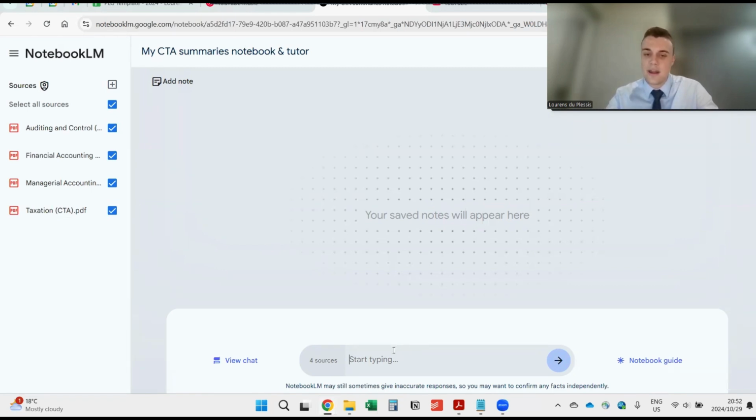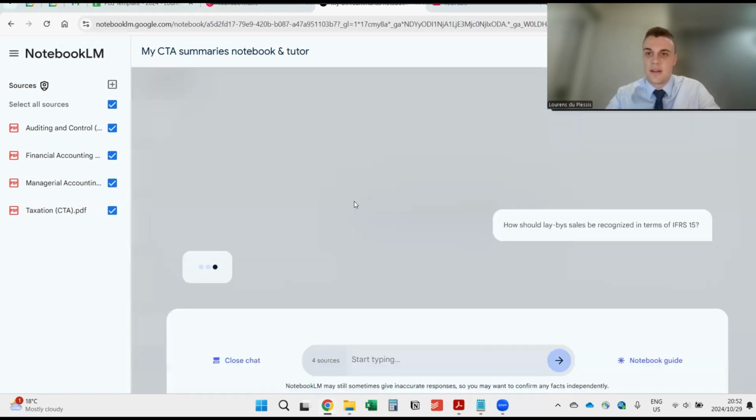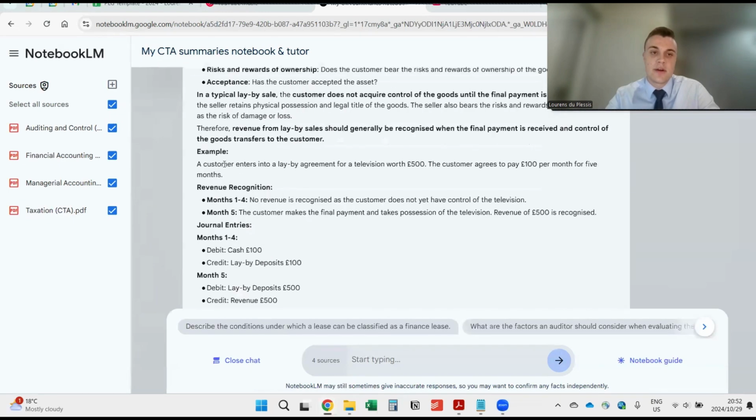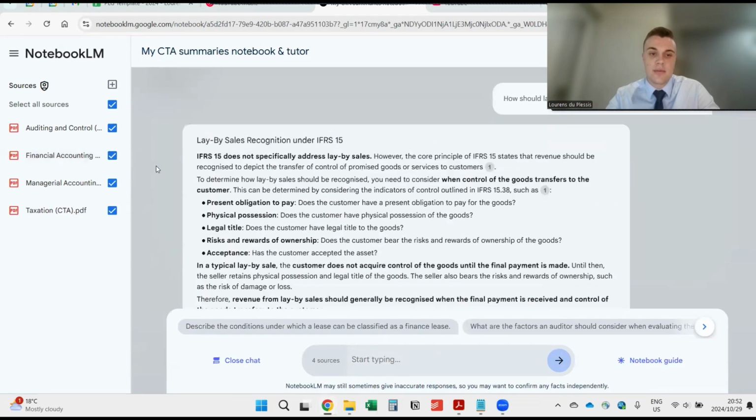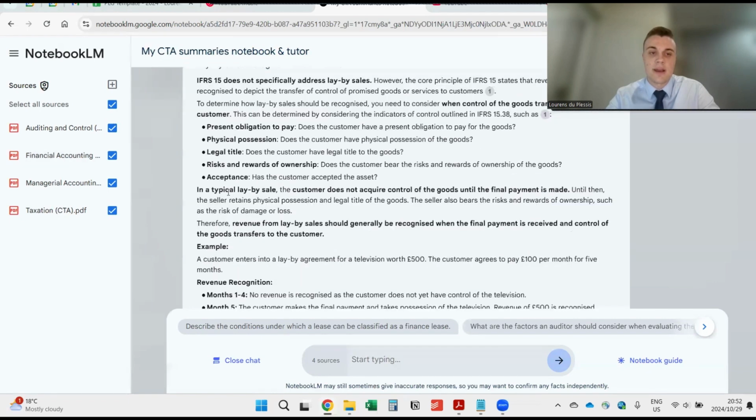So you can actually go ahead and ask this AI, the tutor, what the answer is. I have the question copied here. I'm just going to paste it, and I'm just going to make this say, so how should lay-by sales be recognized in terms of IFRS 15? Let's ask it. See what it gives us. There we go. So it is quite a big piece of reply we have here.